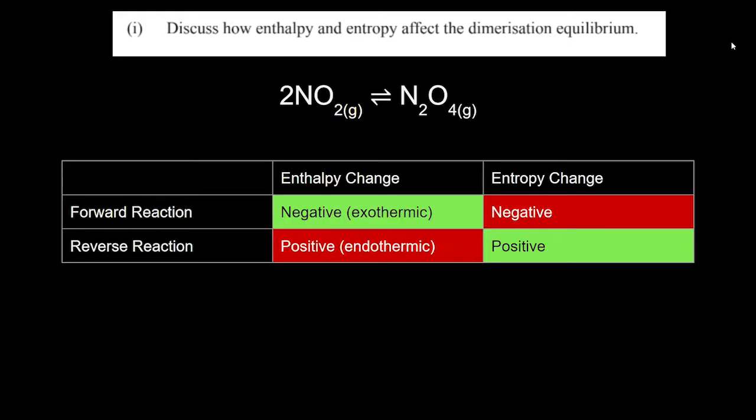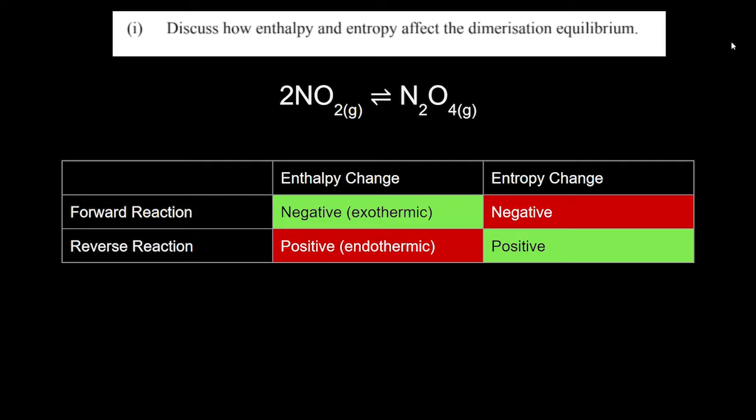In this table here, we see that from the forward reaction point of view, it's favorable from an enthalpy point of view because it's negative or exothermic, but it's unfavorable from an entropy change point of view because it's negative. However, in the reverse direction, it's unfavorable from an enthalpy point of view, but it is favorable because entropy is increasing in the reverse direction, going from 1 mole of product to forming 2 moles of reactant, right?